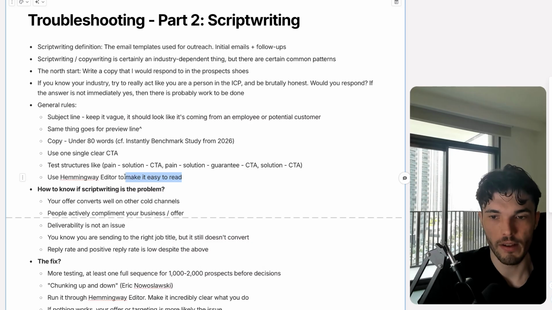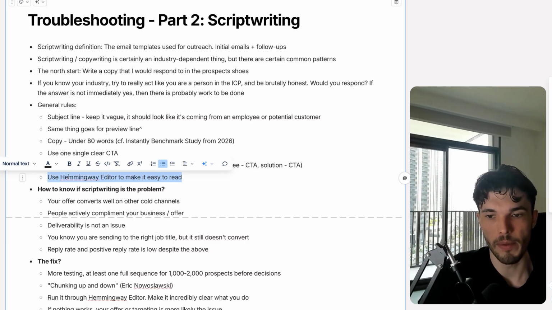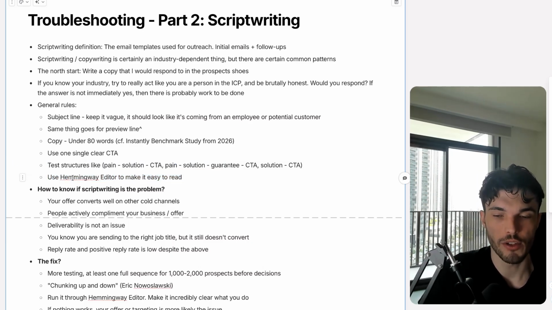Something I would recommend everyone do is take the Hemingway editor. You can search for that online, the Hemingway app, I believe it's called. You can paste in your email copy, and it's going to tell you whether or not it's easy to read. And it's going to tell you what sentences to change to make it more digestible.